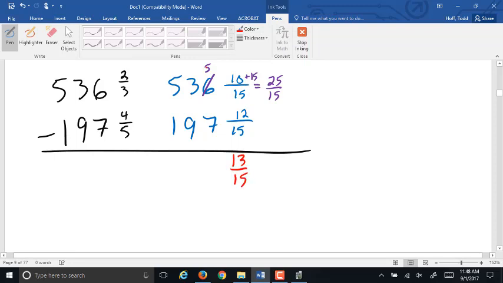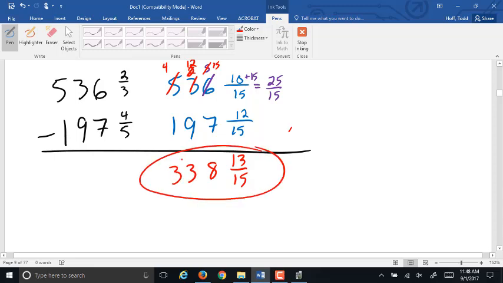Now we move to the next digit, 5 minus 7, got to borrow. So the 3 becomes a 2, the 5 becomes 15. 15 minus 7 is 8. 2 minus 9, borrow again. The 5 will become a 4, and this is a 12. 12 minus 9 is 3. 4 minus 1 is 3. It's not so bad, it's just extra steps.